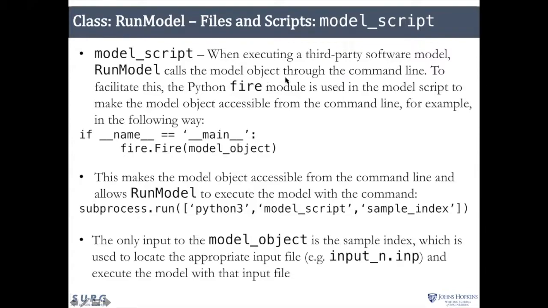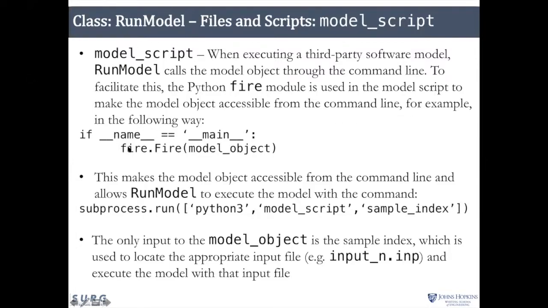RunModel calls the model object through the command line when executing the third-party model. So in order to allow RunModel to do so, we use the Python module called Fire. This is a part of the requirements of UQpy, so the Python module called Fire is automatically installed when we install UQpy. The Fire module creates a command line interface, and it makes the model object accessible from the command line.